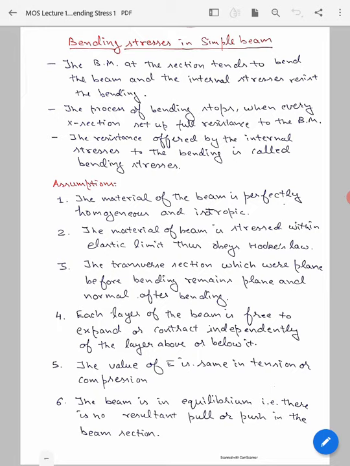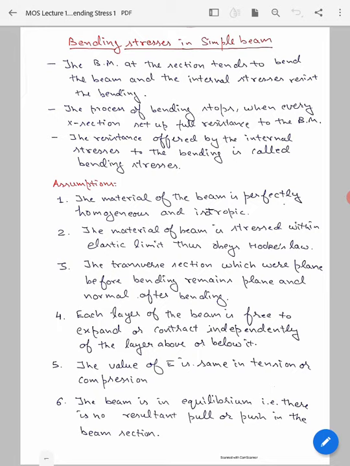Now in this case we are going to talk about the simple bending or pure bending case, so there will not be any shear force present here. The bending moment that is being applied on the beam will set up the internal stresses in the material of the beam, which will resist the bending.